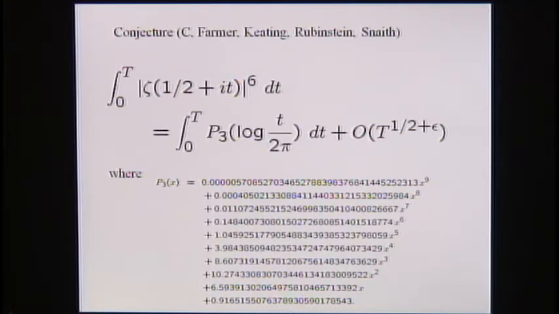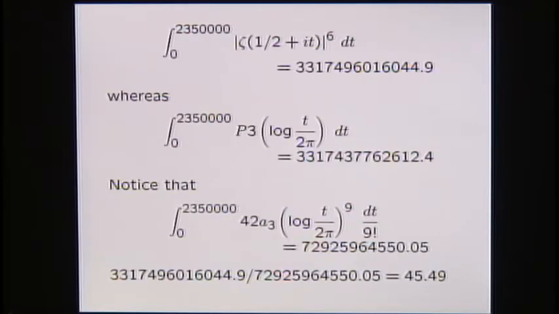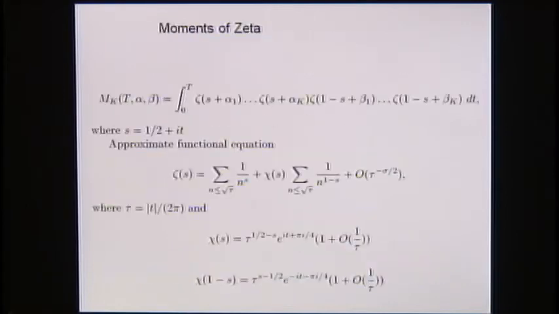So here's an example for the sixth moment. Here's what the polynomial looks like. The 42 is this first coefficient, and you see how small it is, which is why it didn't show up in Blisko's data. For example, if you integrate up to 2 million zeta to the sixth, you get that, and our conjecture is this, which seems pretty accurate, maybe to the square root of t times some logs. Whereas if you just did the 42 and the A3, then you're way off, by a factor of like 45.